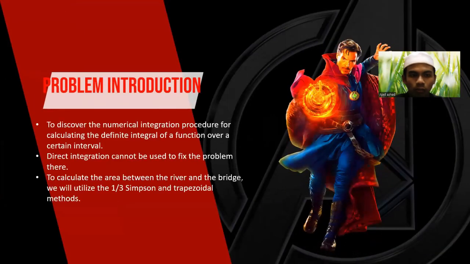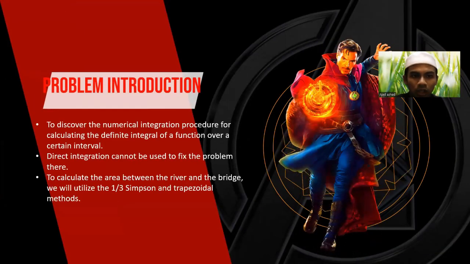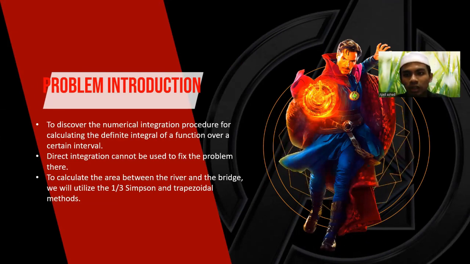First of all, for the problem introduction, we will discover the numerical integration procedure for calculating a definite integral of a function over a set interval, where direct integration cannot be used to solve the problem of calculating the area between the river and the beach. So we need a new method to utilize the condition, which is the 1 over 3 Simpson and trapezoidal methods to solve the equation and the problem.